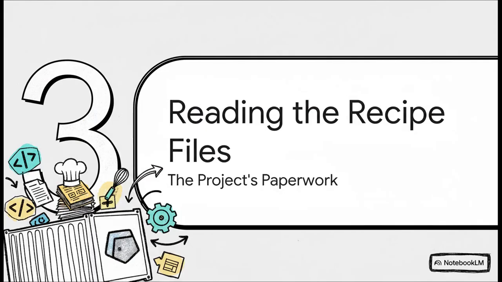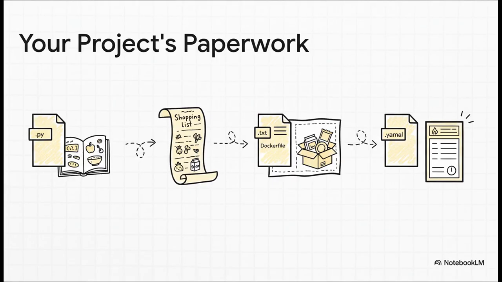Okay, now that we have the recipe book from the library, let's flip it open and look at the paperwork inside. Every single coding project has a bunch of different files that act as instructions for everything, from the shopping list all the way to the final cooking steps. So here's how each file fits our kitchen analogy. The .py file, that's the actual recipe written in Python. A .txt file is basically your shopping list of all the ingredients you're going to need. The Dockerfile, these are the special instructions for packing the whole kitchen into a box. We'll get to that in just a second. And a YAML file, that's like a really structured recipe card with super strict formatting rules.